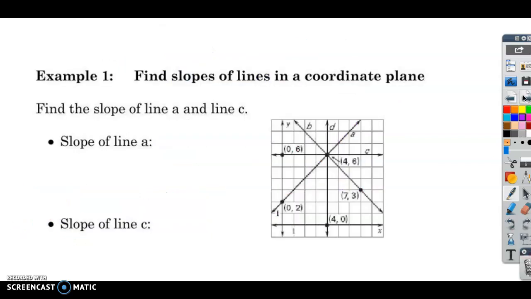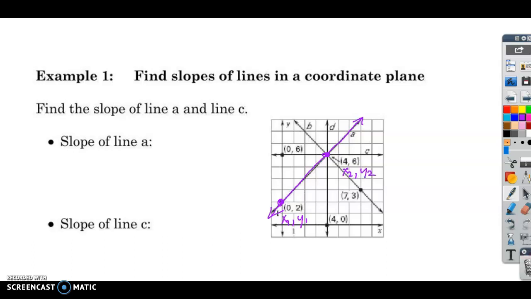So to find slopes, let's see if we can find the slopes of each of these lines. We'll start with line A, here in purple. Now we're given 2 points they want us to use, so we'll use those 2 points on those lines. I'm going to call this first point, and it doesn't matter which, x1, y1. And then the second point, this is x2, and this is y2.